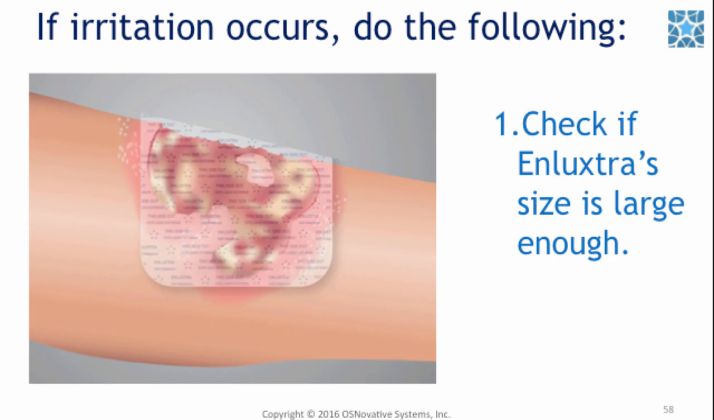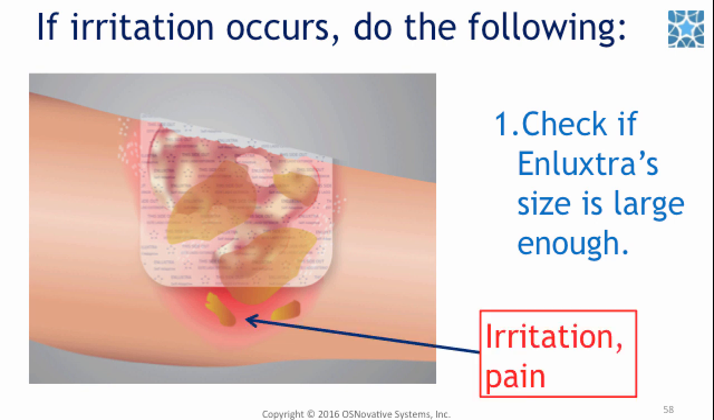First, check if the dressing is large enough. If the dressing is too small, drainage could begin seeping out of the dressing edges onto healthy periwound tissue. This can cause pain and discomfort, and the periwound tissue could begin showing signs of irritation, often mistaken for allergic reaction.